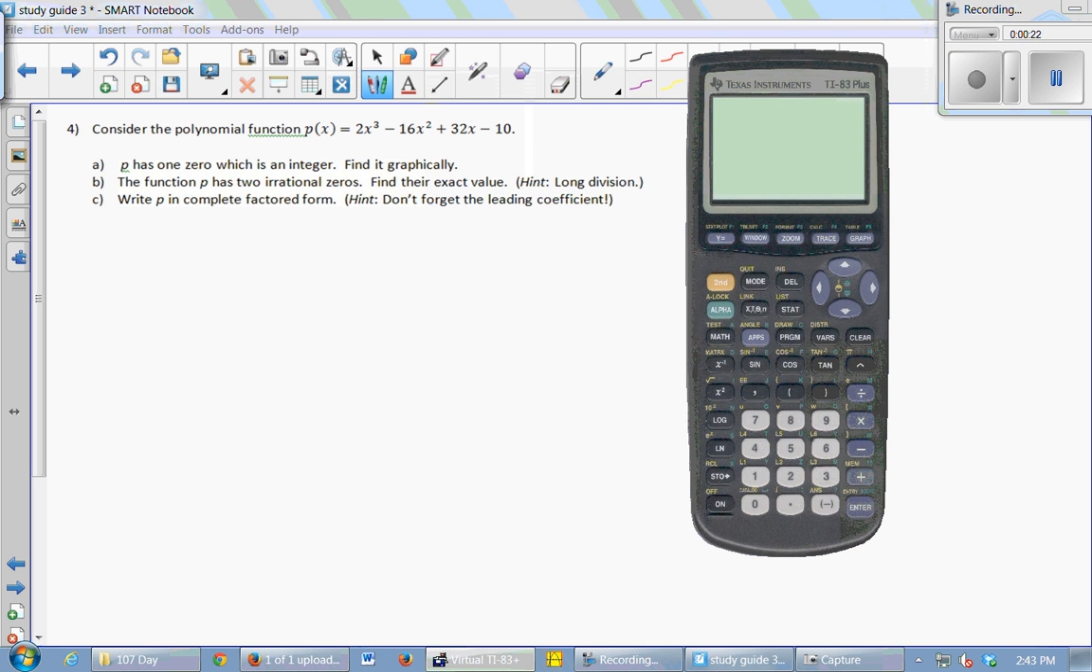Okay, so that means I'm looking for an x-intercept that crosses the x-axis at an integer. So I go to y equals, and I'm going to type in this function: 2x cubed minus 16x squared plus 32x minus 10. I'll just start with a standard window, zoom 6, and hope I can see the place where it crosses at an integer. The first two x-intercepts don't look like they go through a tick mark, but that third one looks like it might go right through a tick mark.